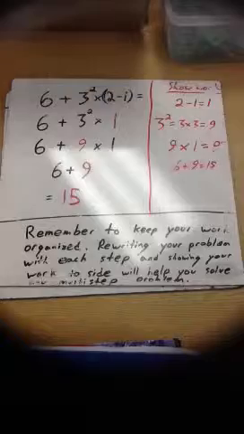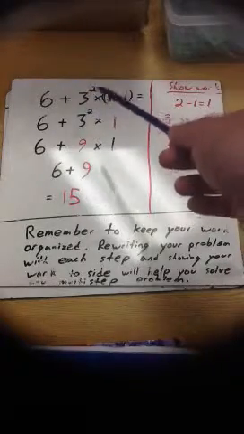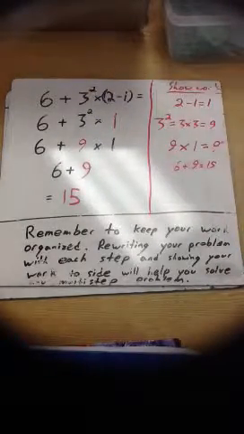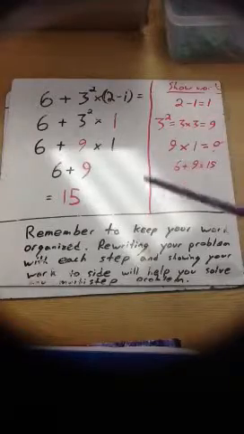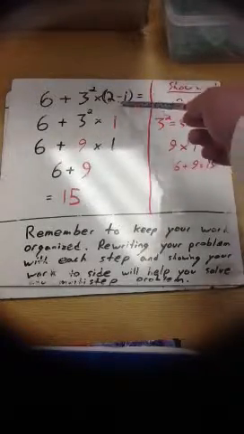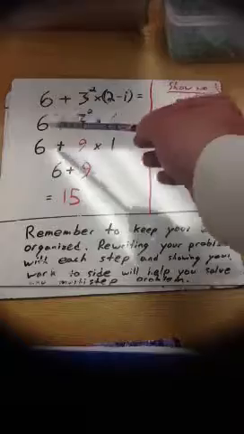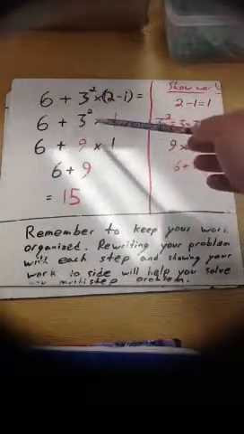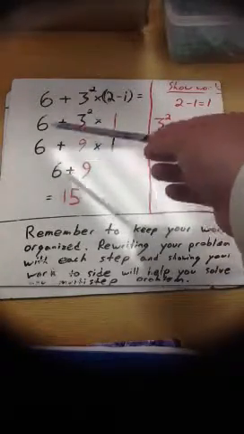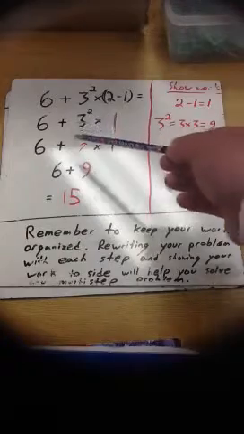Here's another example. 6 plus 3 squared times 2 minus 1. Well, let's simplify it. First thing we do is that parentheses. 2 minus 1 is 1. So now, 6 plus 3 squared times 1. Okay, well, simple enough. Let's now do the exponent.